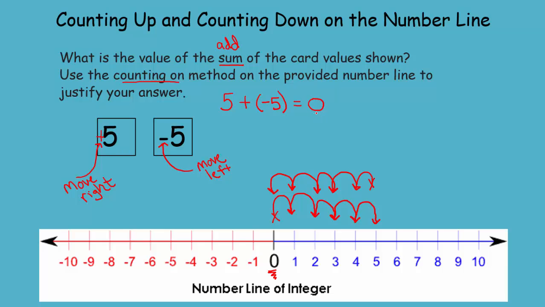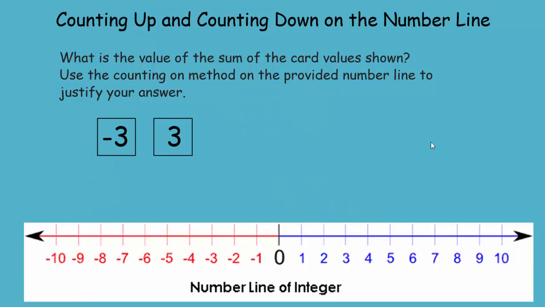0 is actually called our additive identity. And what that means is when you have 5 plus -5, 5 and -5 must be additive inverses. Because when you add them together, you come up with the additive identity of 0. Add 0 to any number, it won't change the value.